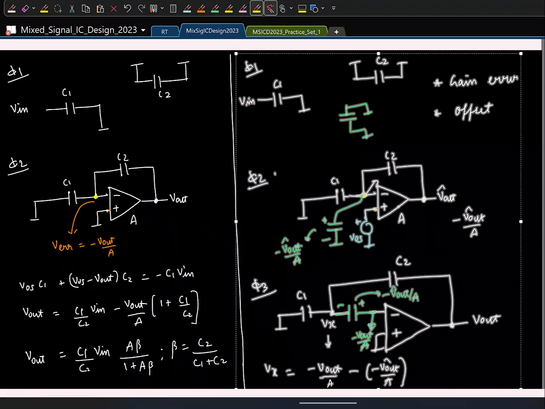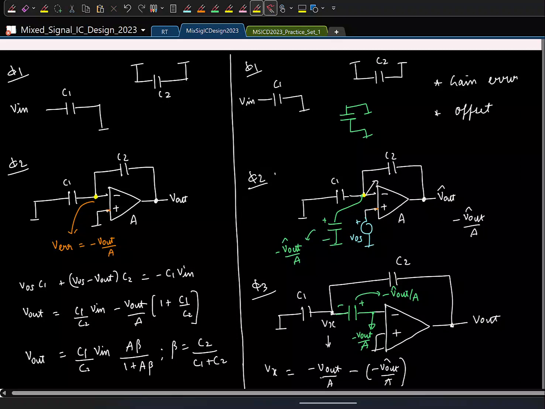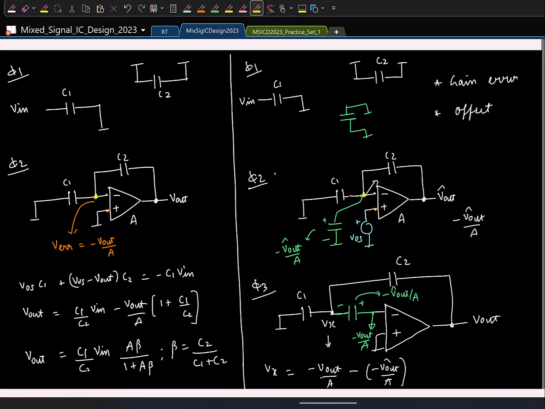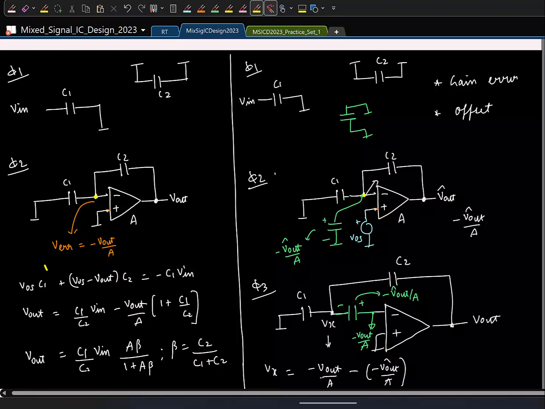Did you understand the principle? The principle is if this potential is 0, we are all set. This voltage is normally non-zero because the inverting terminal is set to minus V out by A by the op amp, and we are connecting this node to the inverting terminal. So we are decoupling it by putting an appropriate DC shift there, and that voltage must be the error signal, minus V out by A.